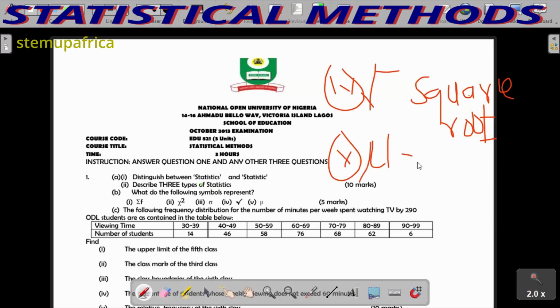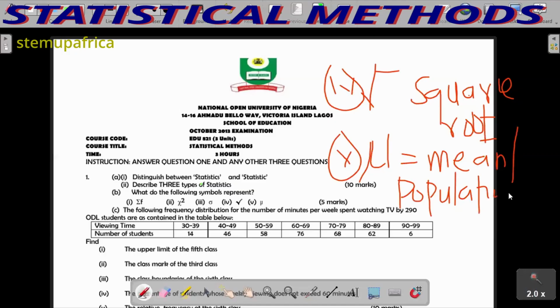This symbol means a mean, or you call it population mean for populations. You can call it mean or population mean. That's what that symbol is called. So that's what those symbols represent. Each of them will be 1 mark, total 5 marks.